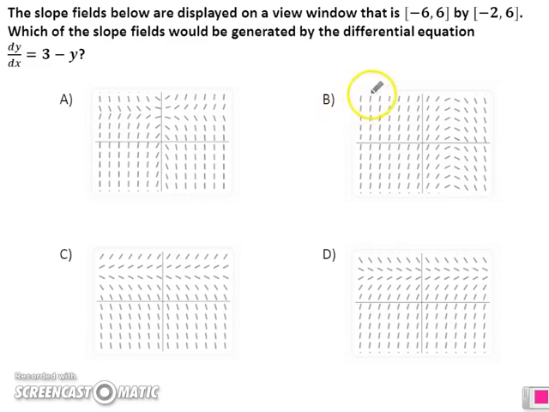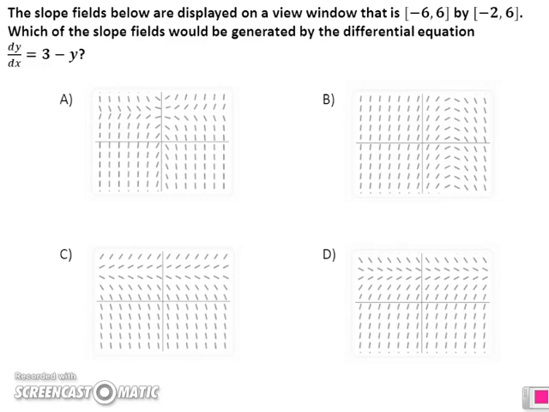Each one of these little slash marks on these graphs represents the tangent line to the particular equation of this differential equation. If we were to separate the variables, integrate, all that fun stuff, and solve for y, then this would help us see what the tangent lines of that graph would look like. You don't have to do that though, because if you have the differential equation and the slope fields, you can just match them up. It's a guess and check process.